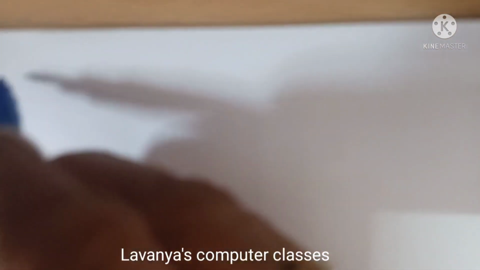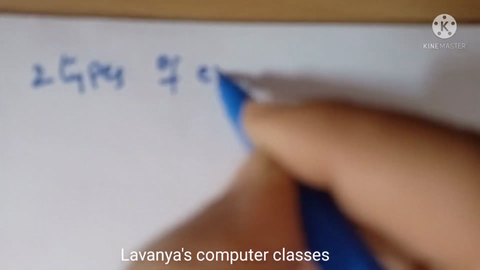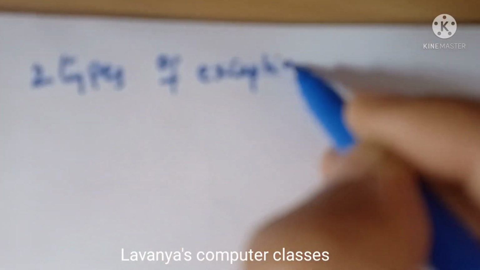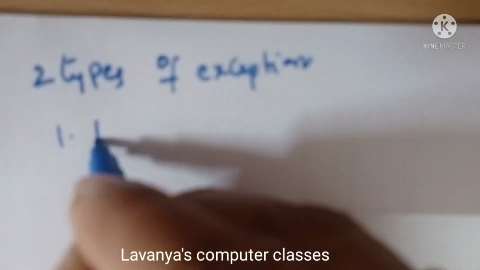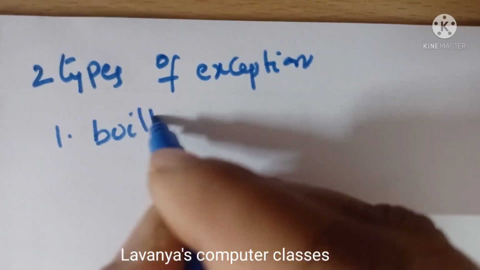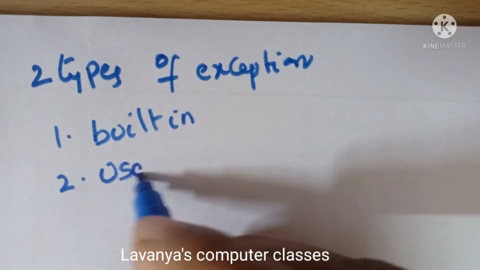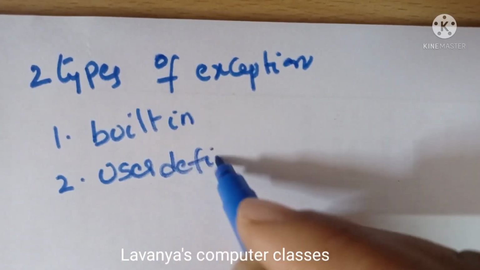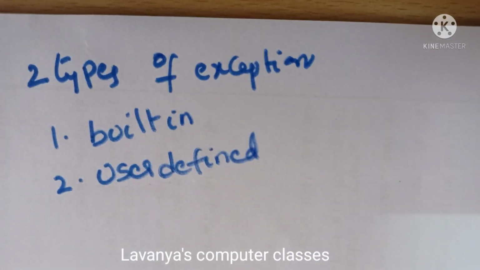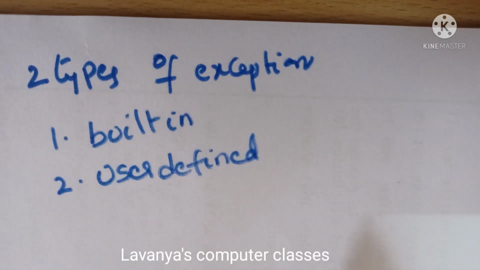There are two types of exceptions available in the Java language. One is built-in exceptions, and the second one is user-defined exceptions. Built-in exceptions mean those are handled by the system only. User-defined exceptions mean the user defines how to handle those errors. So these are called the two types of exceptions.